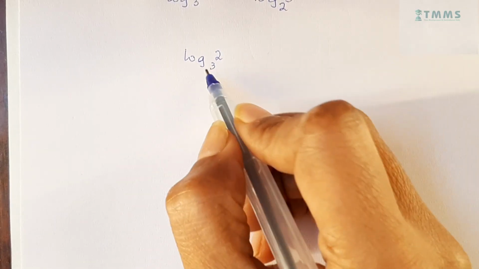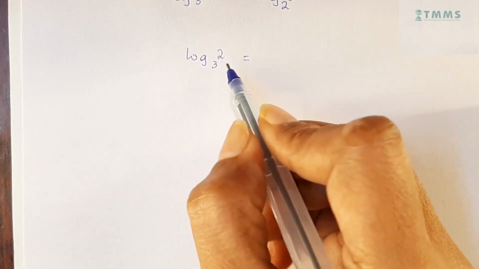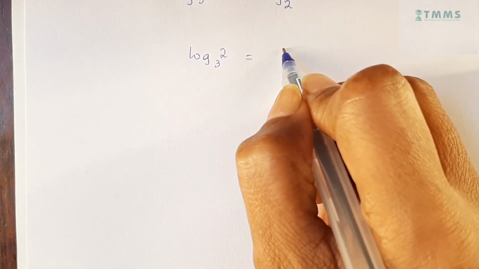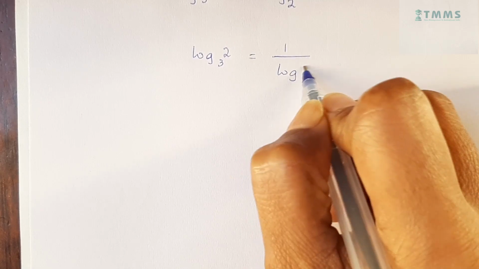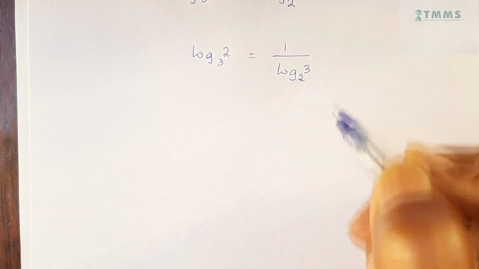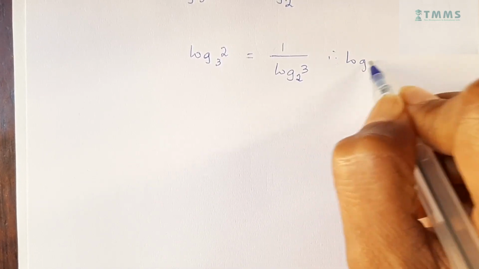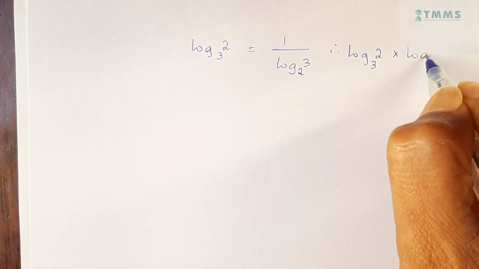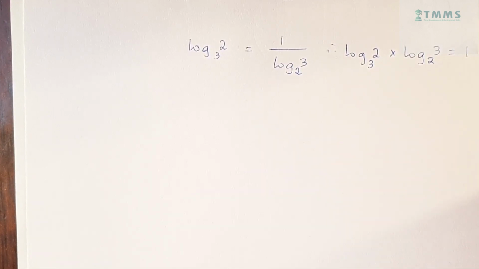Let us look at this number, log 2 to the base 3. Now here, your a and b will be interchanged, and then it will be 1 upon log 3 to the base 2. And if you cross multiply, you will have log 2 to the base 3 multiplied by log 3 to the base 2, and that is equal to 1.